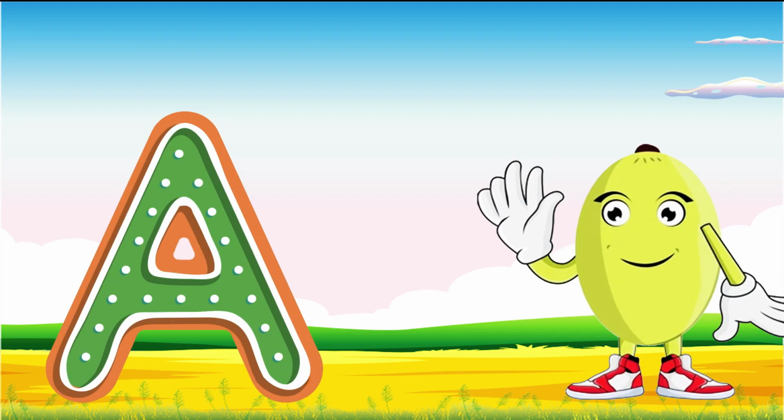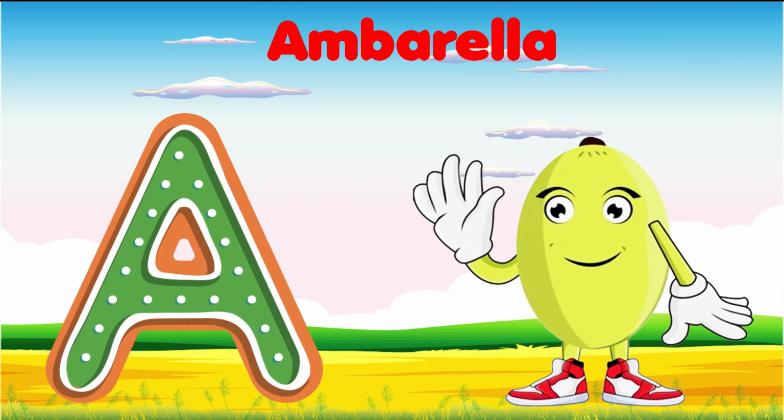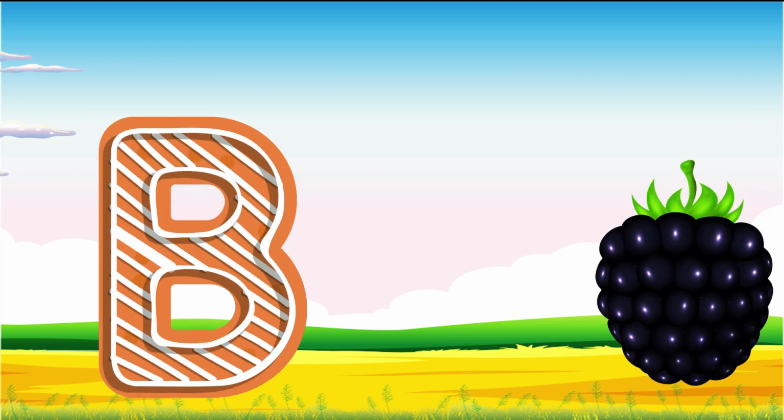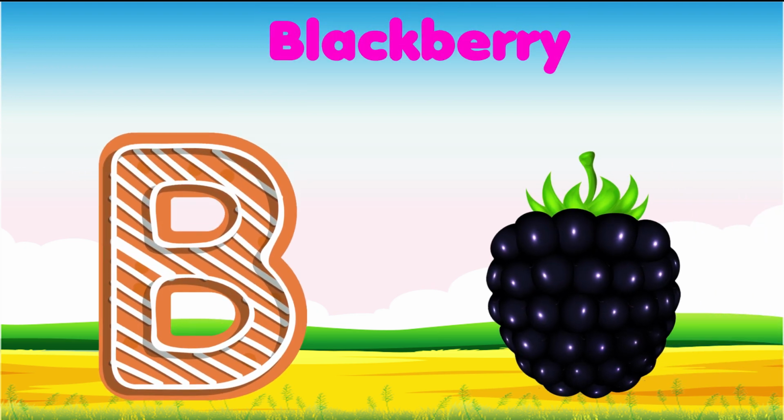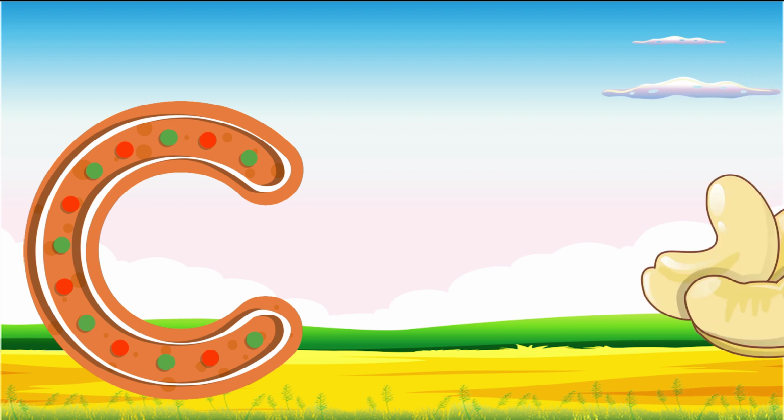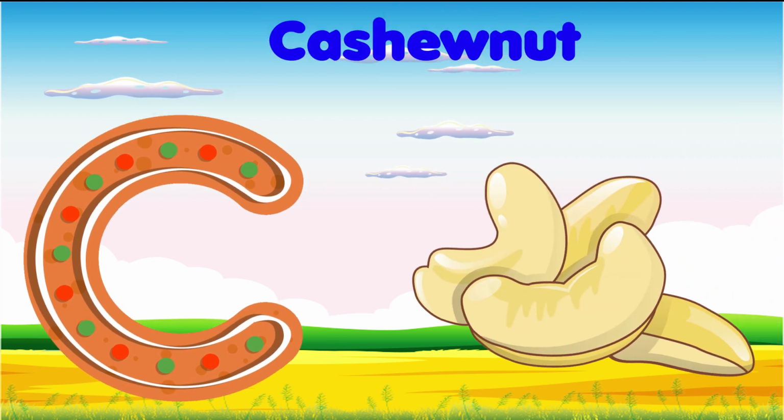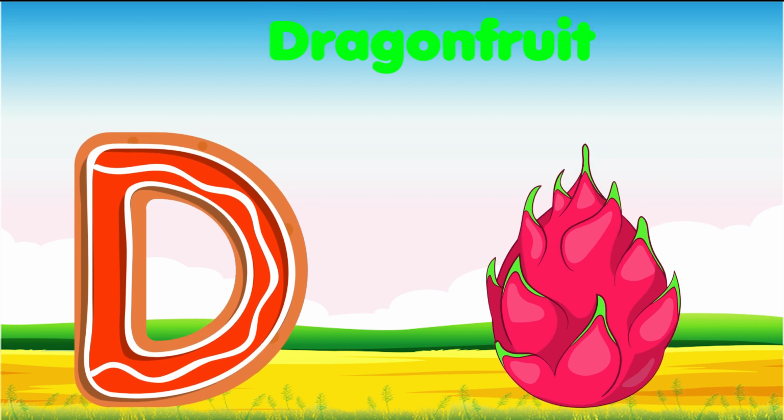A is for Amarilla. B is for Blackberries. C is for Cashew Apple. D is for Dragon Fruit.